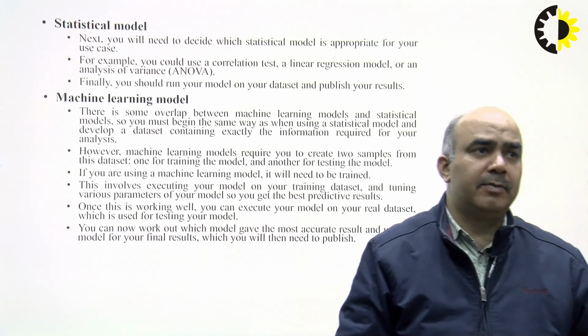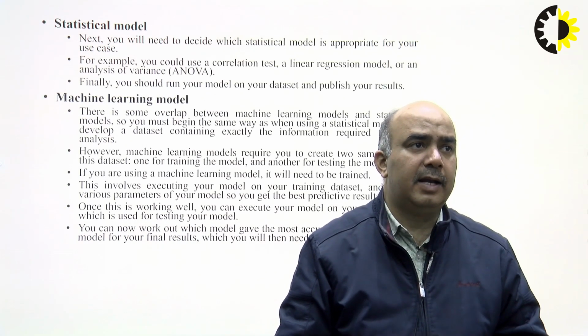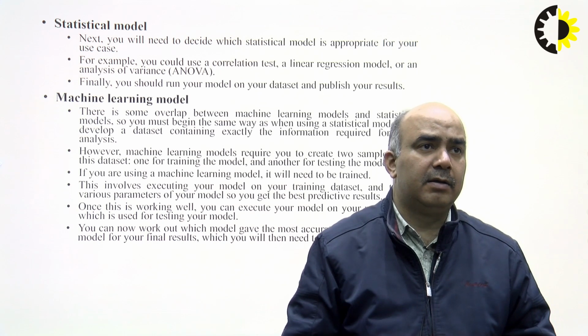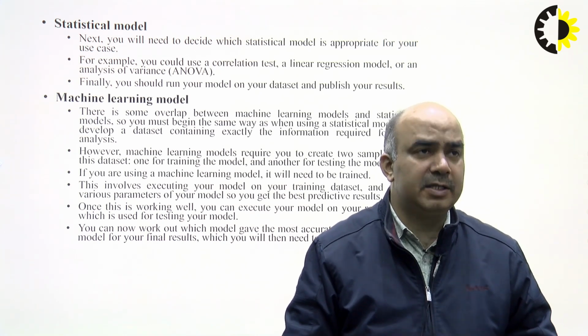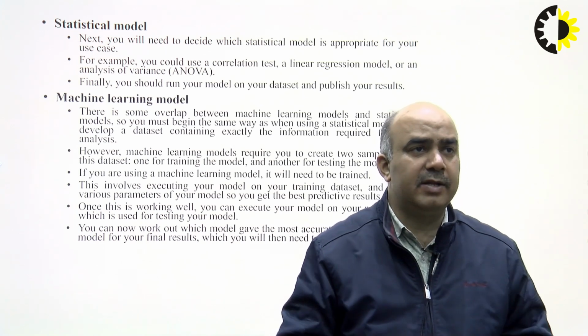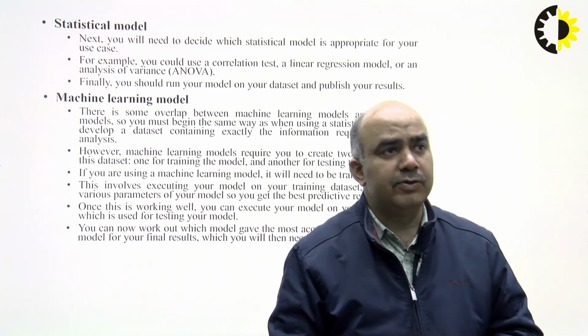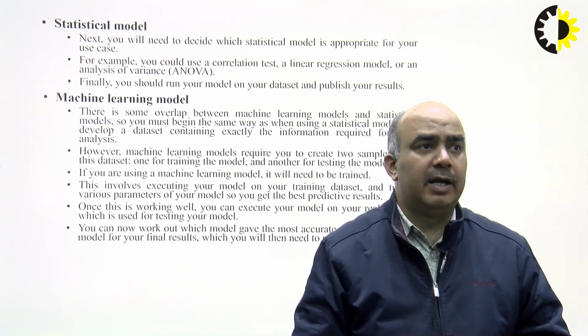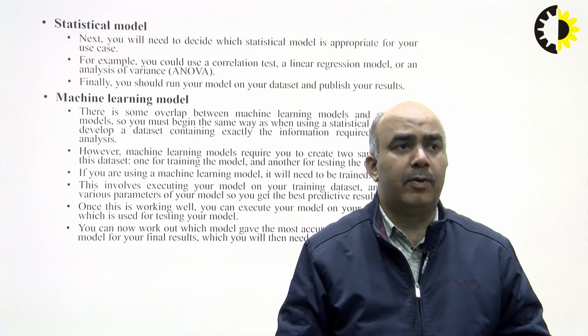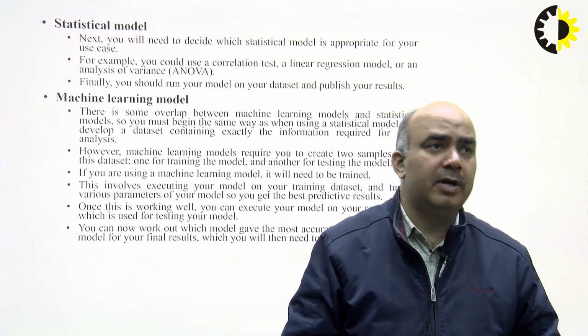Another thing is statistical models, like ANOVA, in which we take a correlation between the different values. Linear regression models can be used, or analysis of variance. They will help us to run our models on the data set and publish our results.